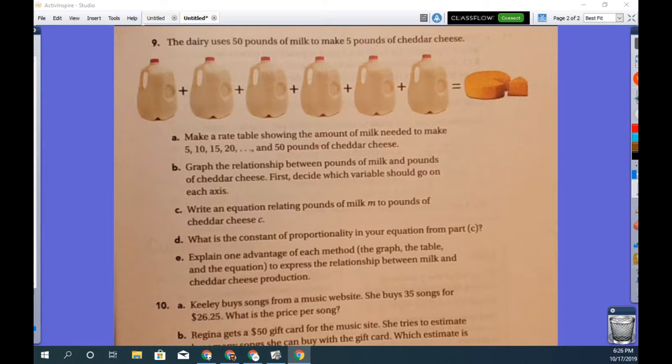Okay, families, so this is the beginning of the homework for the evening. Number 9, Jerry uses 50 pounds of milk to make 5 pounds of cheddar cheese. Now, we're going to learn later that it's going to be important to list the dependent and independent variable in order. The independent first and then the dependent later. So it's the cheese that is going to make the milk. So we're going to list the cheese first in our table.